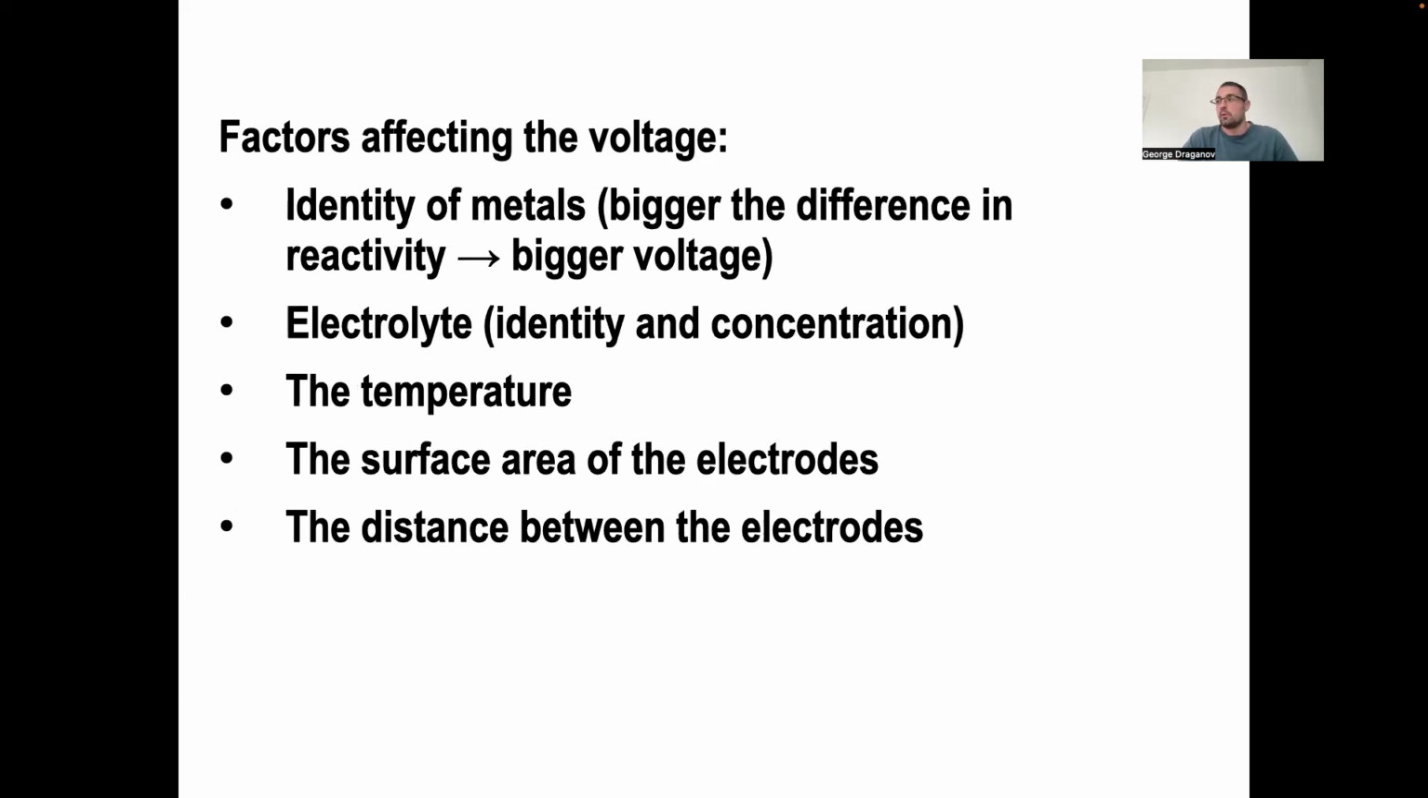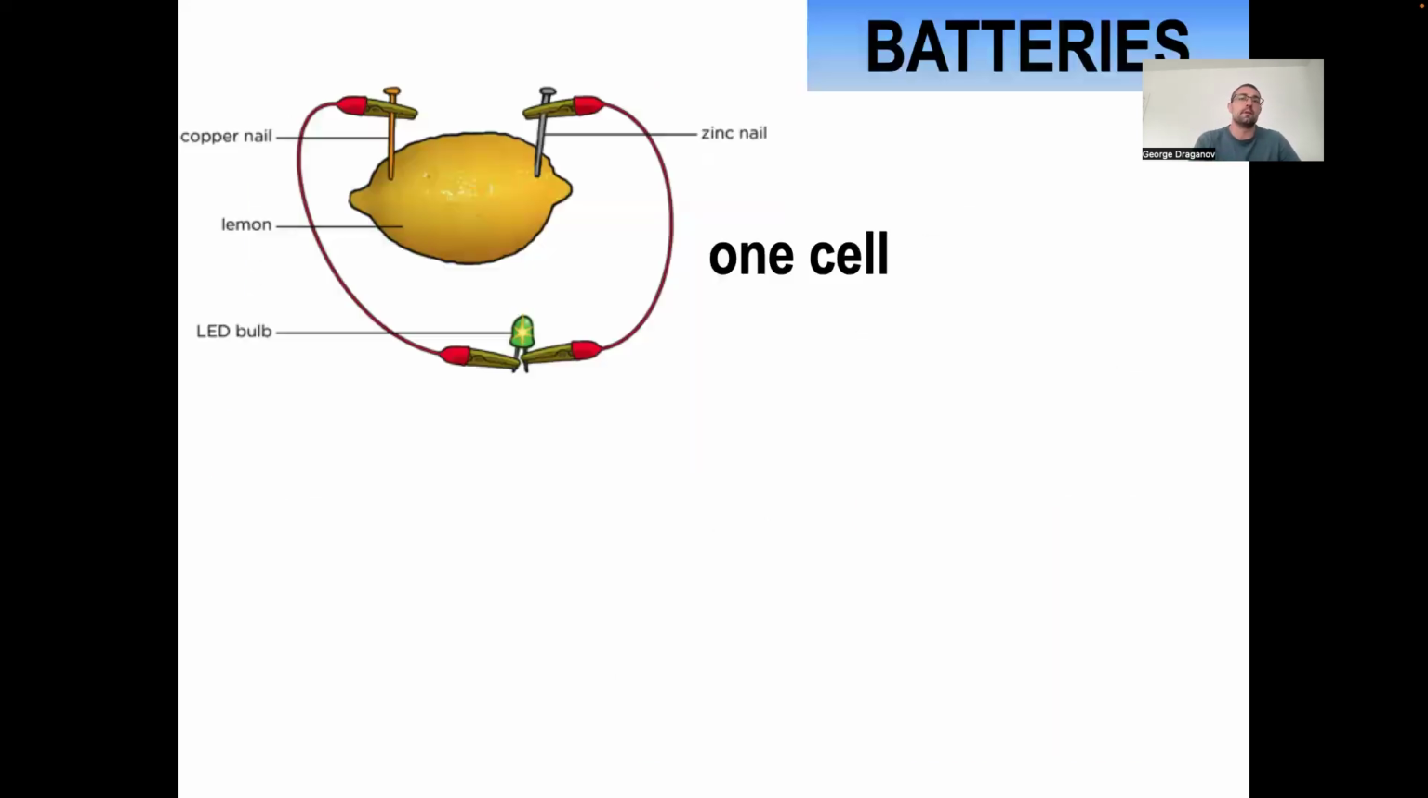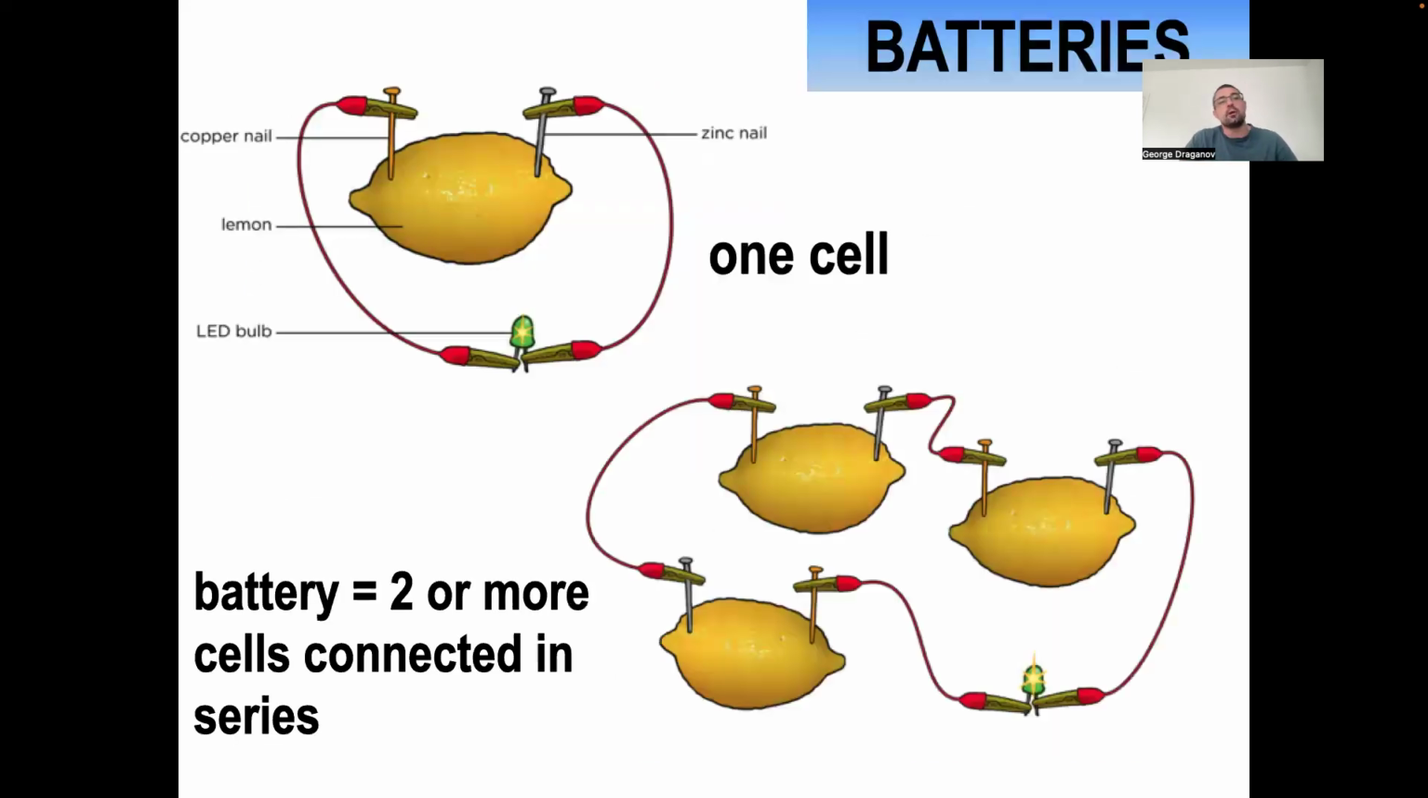I will be attaching this PowerPoint, but it will be in the notes as well. So here you have pictures of batteries. What's a battery? What's the difference between a cell and a battery? Well, a cell is this. A battery is when you have two or more cells connected in series.